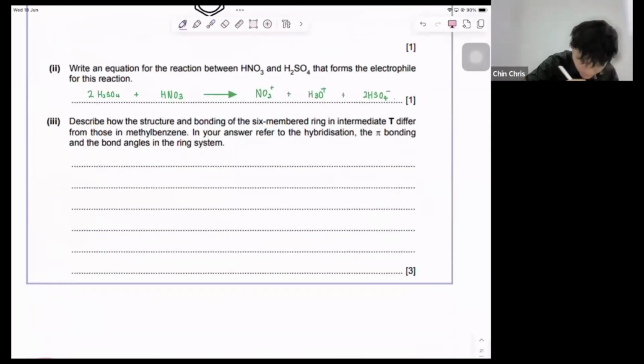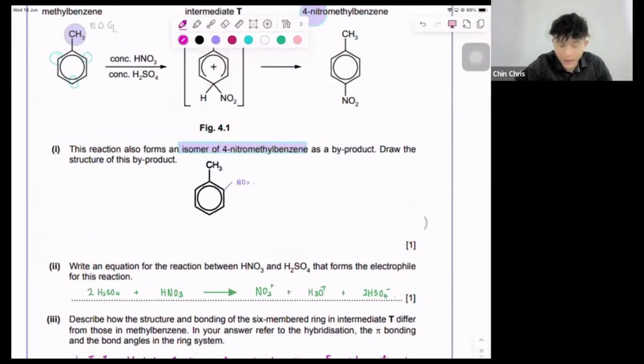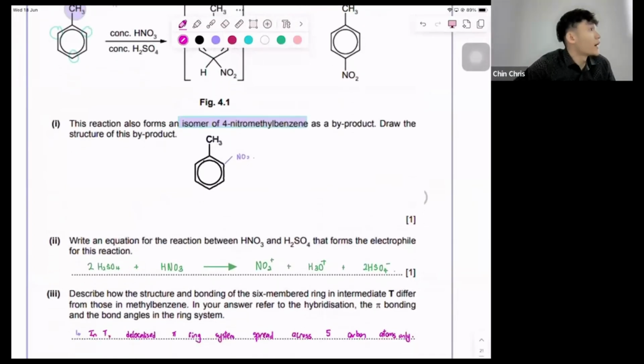So guys, let's go. I can mention that in intermediate T, the delocalized pi ring system spread across how many carbon? Am I right? So your delocalized pi ring system is broken, right? And spread across 5 carbon atoms only. Am I right? Correct. All right, guys, next. What about the 6 carbon? This one was a hybridization state.